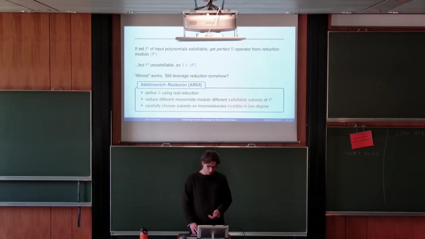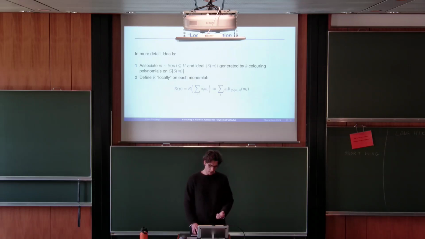And Alekhnovich and Razborov tell us one approach for how to do this, which is that you define the operator using real reduction, but then you reduce different monomials in a given polynomial modulo different satisfiable subsets of the input. This means that 1 will be mapped to 1 because we're always reducing by satisfiable stuff. And then we want to carefully choose which subsets we associate to each monomial so that the inconsistencies compared with reducing everything modulo the same thing are invisible in low enough degree.